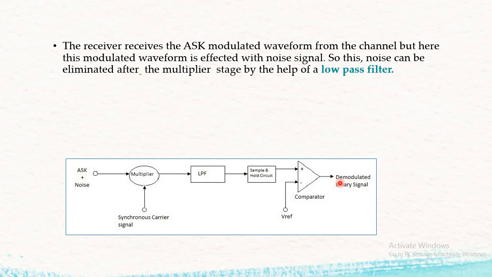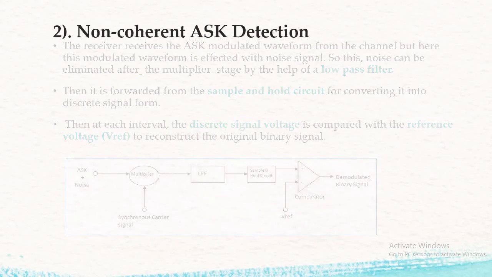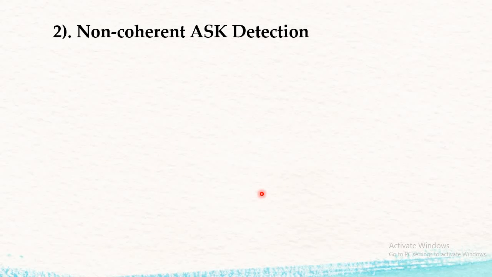The receiver receives the same thing I have explained over here. This modulated waveform is affected by noise, and to remove the noise we are using a multiplier stage which helps as a low pass filter, and then it is forwarded to the sample and hold circuit for converting it into discrete form. Okay. Then the next type is non-coherent ASK detection.